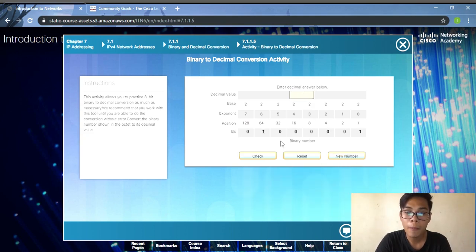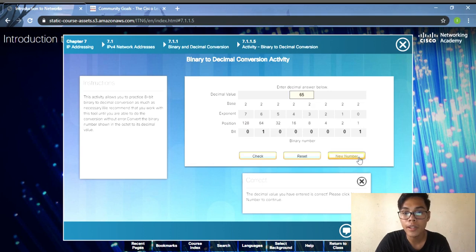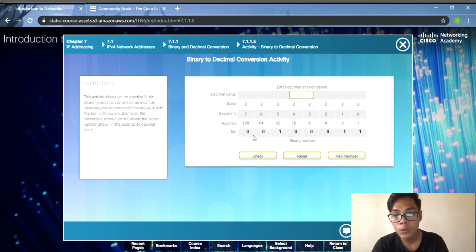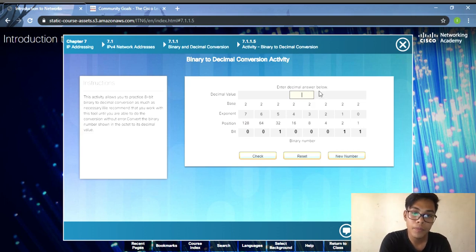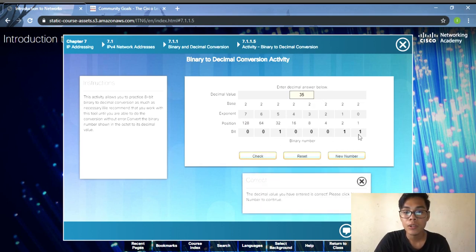Let's try another one. So 64 and 1, so it's 65. Let's click 65 here and check. That's correct again. The last one, we don't put 128, 64, 16, 8, 4 because there are zeros beneath them, so we only put 32, 2, and 1. The sum of that is 35. Let's put 35 and check. Correct, the decimal value you have entered is correct. Please click new number to continue.